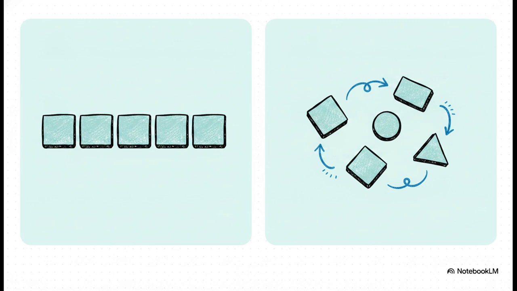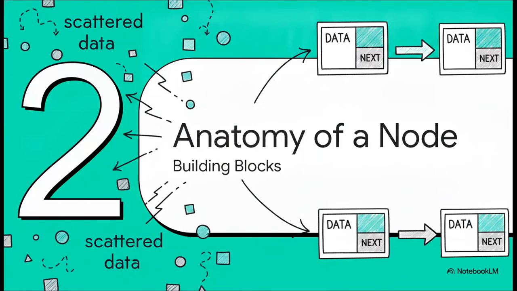Linked lists, on the other hand, give us the incredible freedom of dynamic sizing and non-contiguous memory allocation at runtime. Basically, this means we can just grab available memory blocks from absolutely anywhere in the system, whenever we need them, without needing them to be right next to each other. It's a total game changer. Moving right along to Section 2, the anatomy of a node.